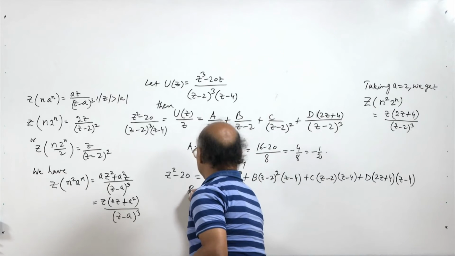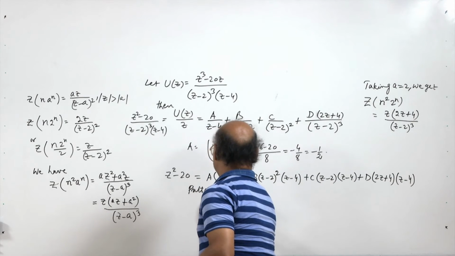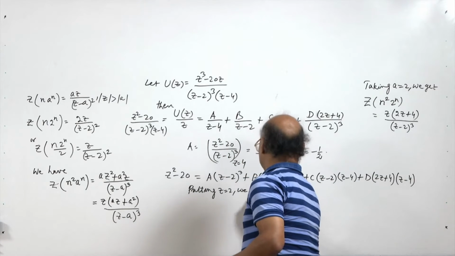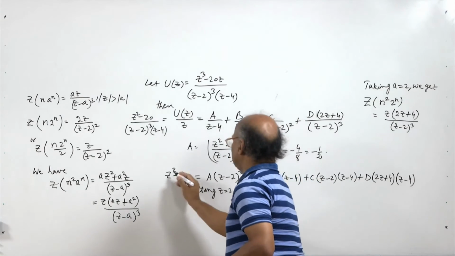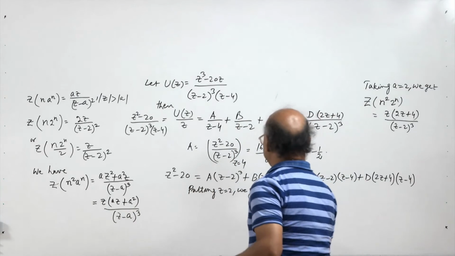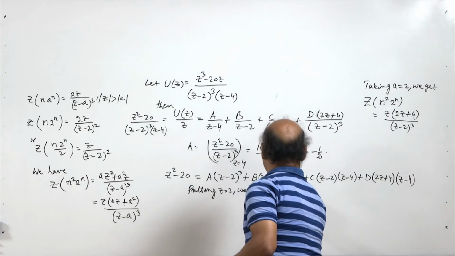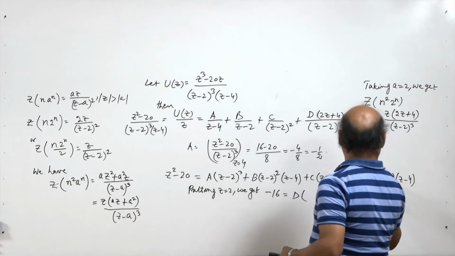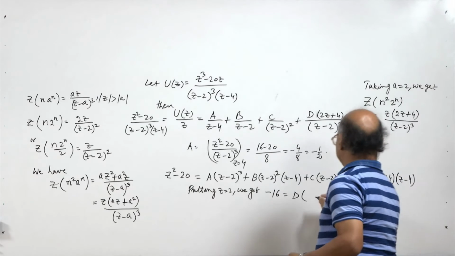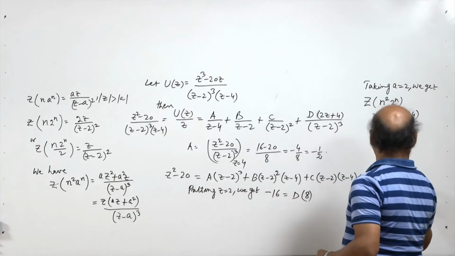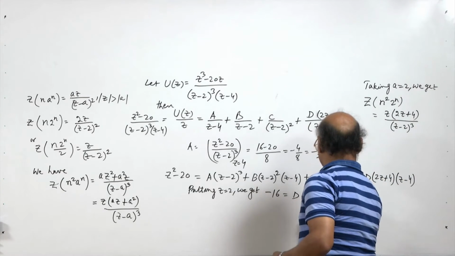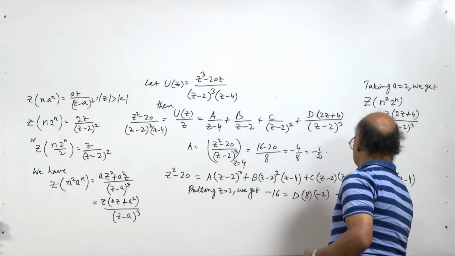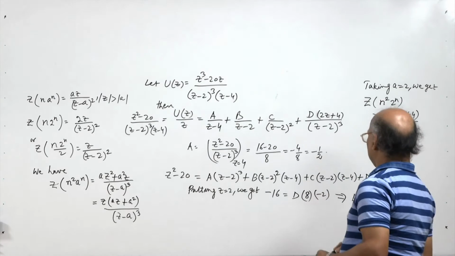So, we will get the value of d. Putting z equal to 2, we have 2 square means 4 minus 20. So, we get minus 16 equal to d times (2 into 2, that is 4, 4 plus 4 is 8), and then we get 2 minus 4, that is minus 2. So, minus 16 d equal to minus 16, this gives you d equal to 1.